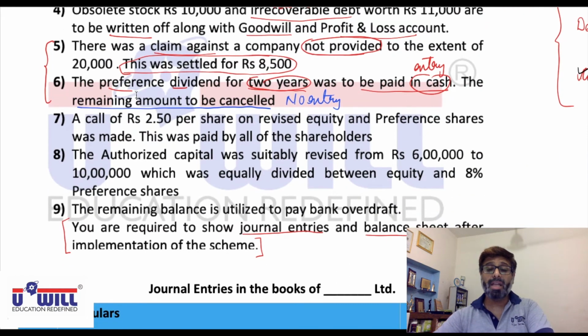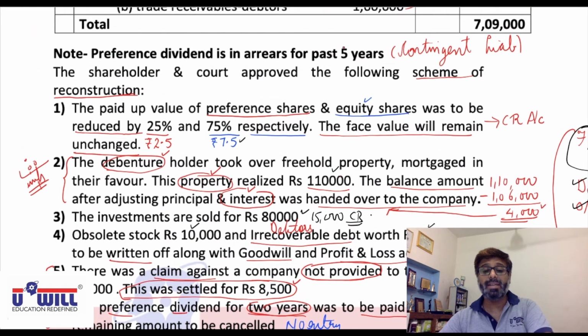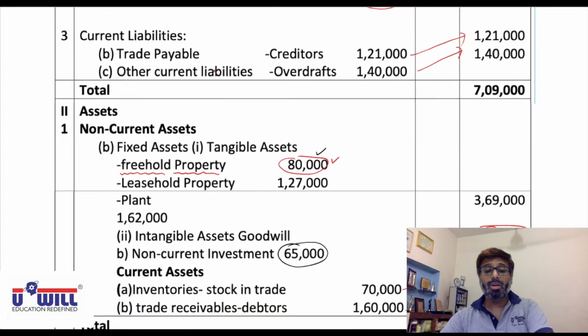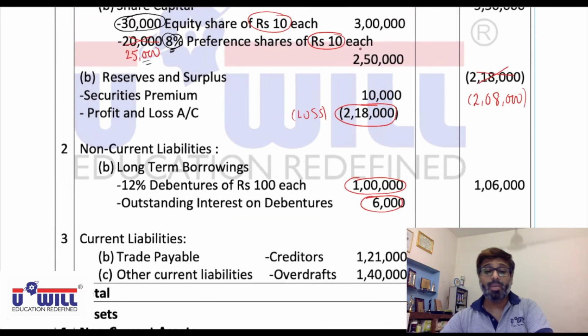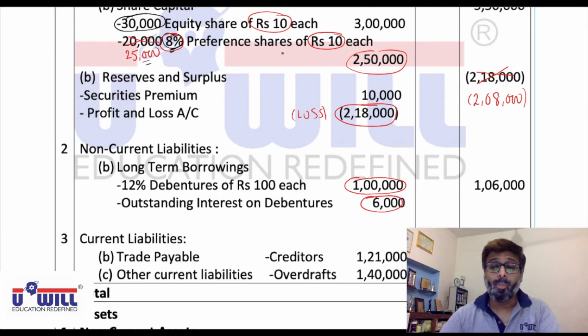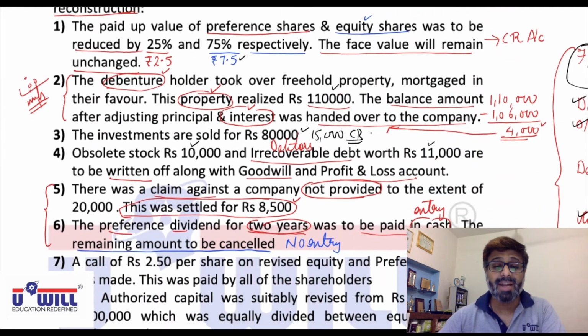First, we'll make a provision, we'll create a liability of 8,500 for claim and 2 years preference dividend. Out of 5 years, 2 years preference dividend means this 2,50,000 into 8% into 2 years, 40,000 rupees. Cross check. 2,50,000 into 8%, 20,000 is yearly dividend, into 2 years, 40,000. So first we'll create the liability, 8,500 of claim.